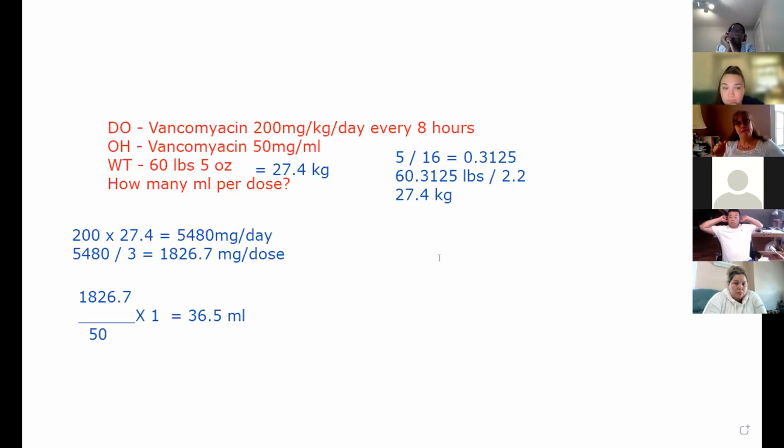So let me see. If I have 200 times 27.4, I divide that by 3, and I divide that by 50 times 1. I still get 36.5. So always remember your kilograms is separate. So when you get your kilograms, put that in tenth place first, and then do the rest of your math. Okay.